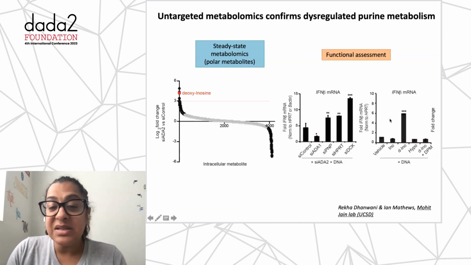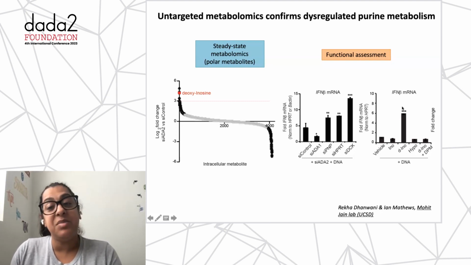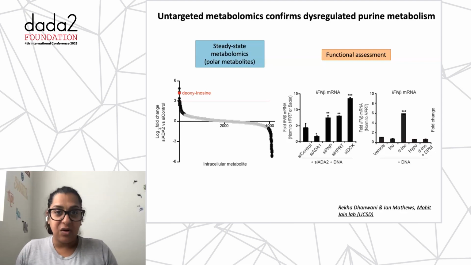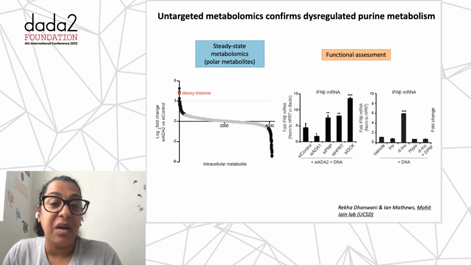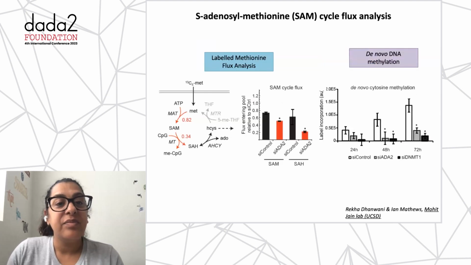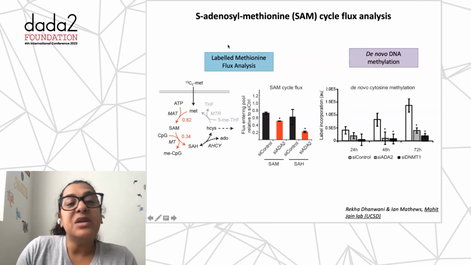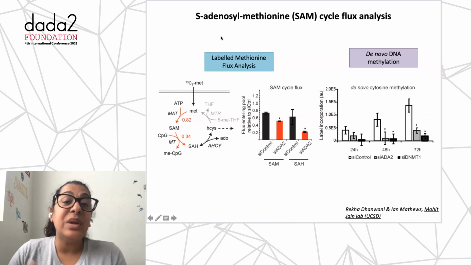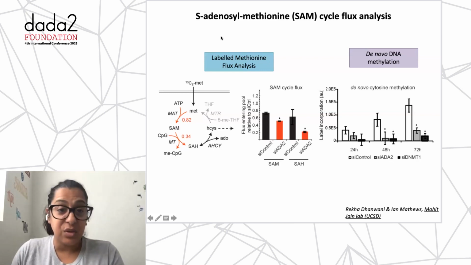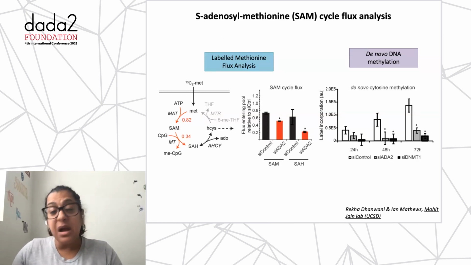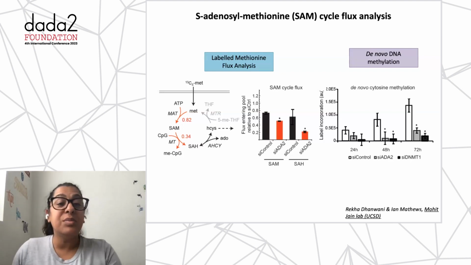We also did a very simple functional experiment where we incubated endothelial cells directly with deoxyinosine, and indeed, we saw that this induced IFN-beta mRNA, again confirming that purine nucleosides can activate the type 1 interferon response. We know from the literature that there's actually a link between changes in intracellular purine metabolism and changes in other metabolic pathways, notably the methionine cycle.